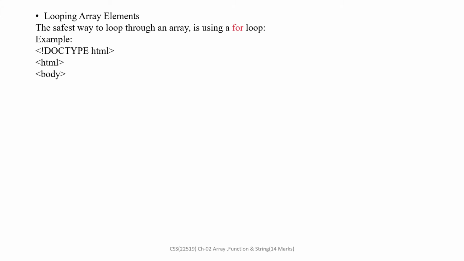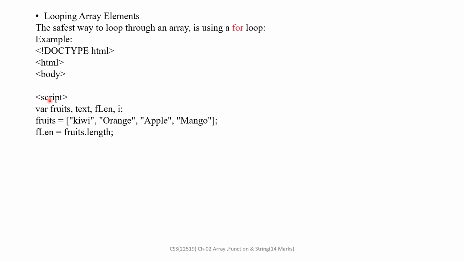As our doc type is HTML as usual, that's why doc type is HTML, then HTML tag and body tag. And this is the script tag. In script tag, we are declaring the variables, declaring the array, and declaring the f length, that is fruit dot length. Fruit dot length calculates the total length of the array. Means the number of elements contained in the array.